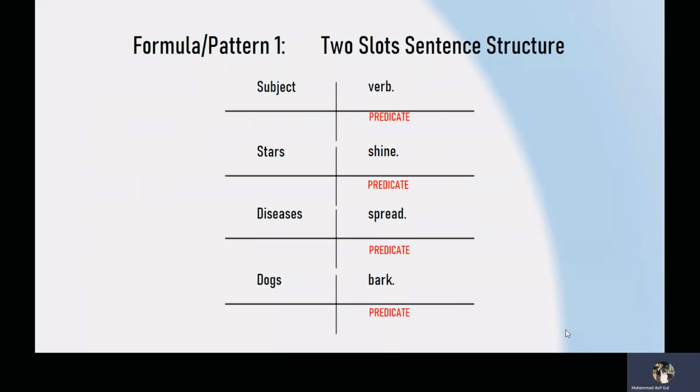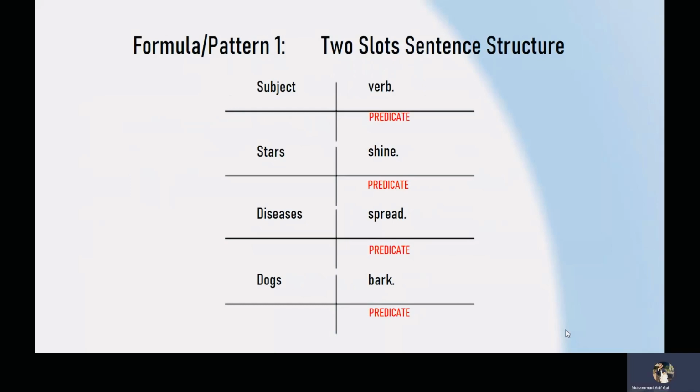By period, we mean a full stop, right? You can see a full stop after the verb. You can see a full stop after shine. You can see a full stop after spread. You can see a full stop after bark.